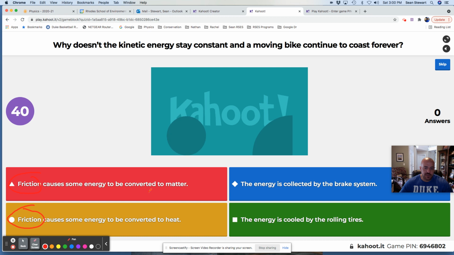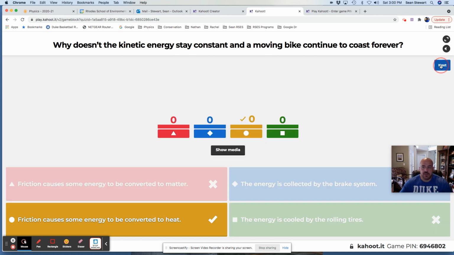Friction causes energy to turn to matter in red or turn to heat. Remember what we've talked about in videos, rub your hands together real fast. Friction tries to slow them down, but it makes them hot, and that makes yellow our choice. Friction converts some of the energy to heat, so it can't go forever.